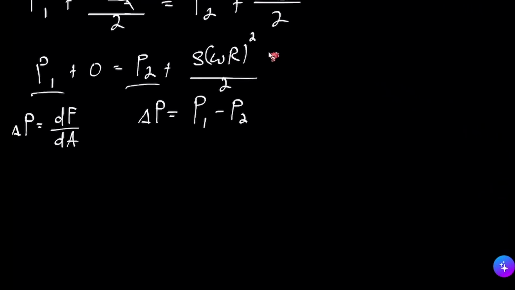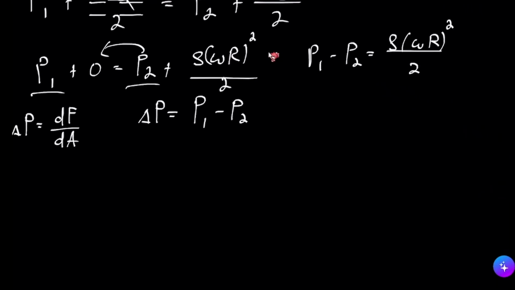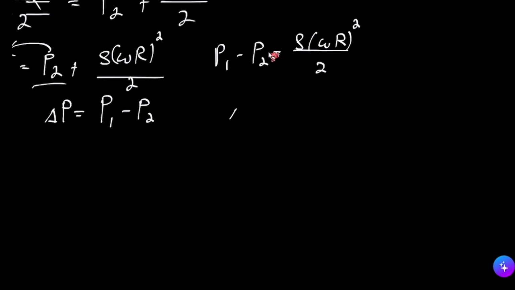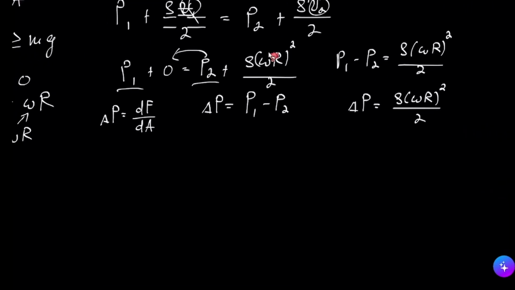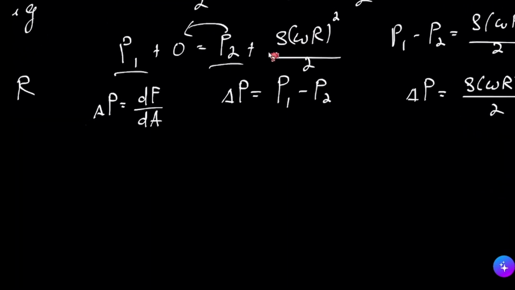If we bring P2 over to this side, it'll be P1 minus P2 equals rho omega R squared divided by 2. That means delta P is equal to rho omega R squared divided by 2. Nice. We got rho omega R squared divided by 2, and that will equal delta P. So we got the P part. The P part is down.